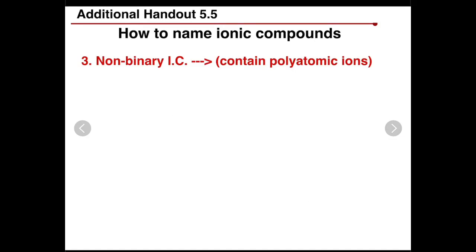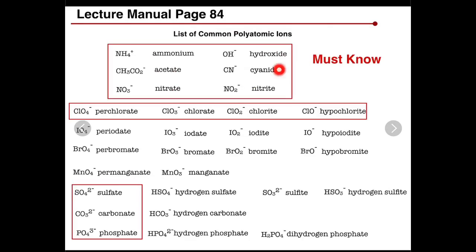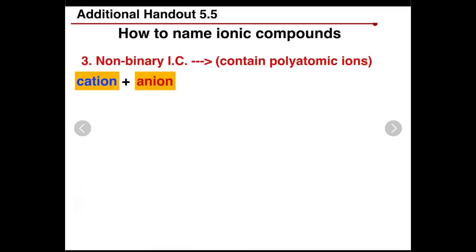All right, the next thing we're going to look at is the non-binary ionic compound, which means it's an ionic compound that contains more than 2 types of elements. These are the ones that contain polyatomic ions. For the name of these, what you're going to read is the cation, followed by the anion.